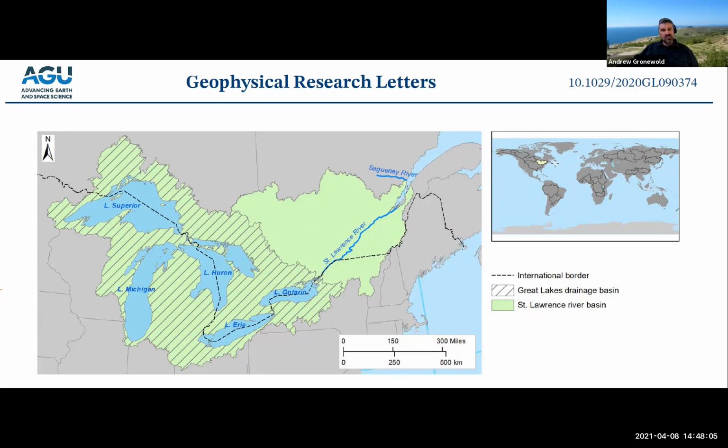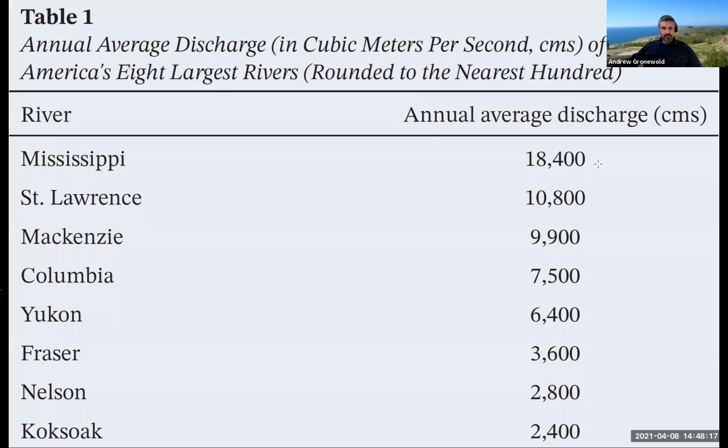So a lot of studies ignore the Great Lakes when they look at large river basins, in part because it's hard to resolve the surface of the lakes, and also because it's hard to resolve data sets along the international border.